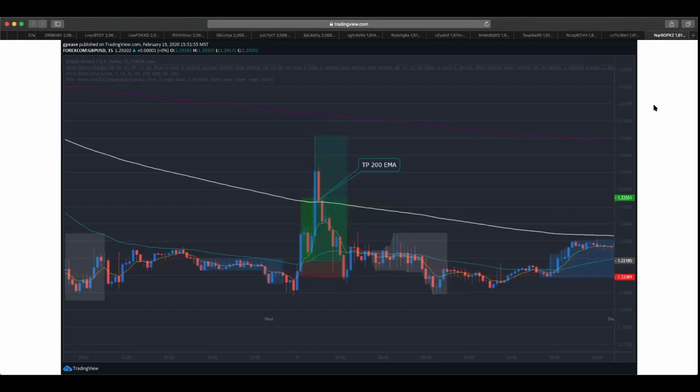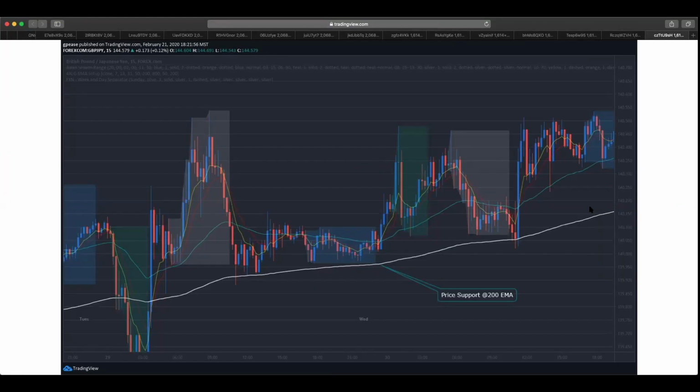This one here, is this a good example of a trade? Yes. Take profit at the 200. So I take it this is what? Support at 200 EMA. So pins to the 200.